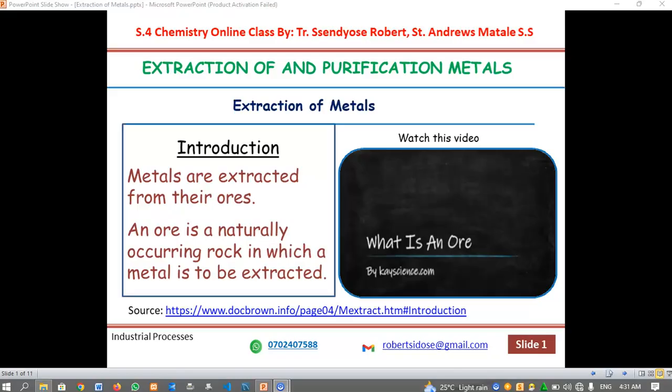At this time round, we are going to look at industrial processes. We are going to stick to extraction and purification of metals. Generally, metals are extracted from their ores, and an ore is a naturally occurring rock from which metal is to be extracted. So to extract metal, we need to know what an ore is.